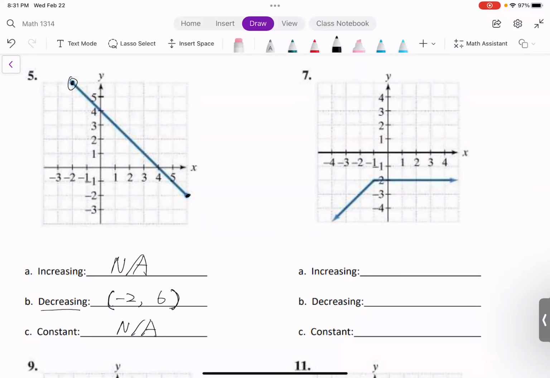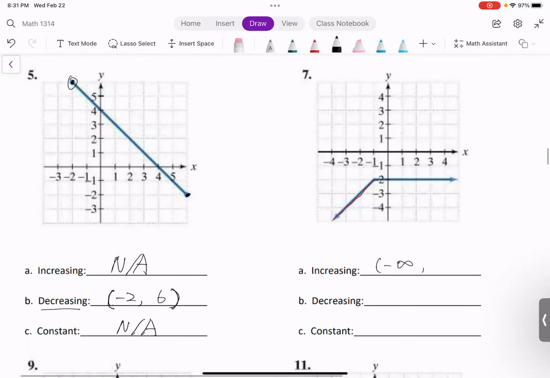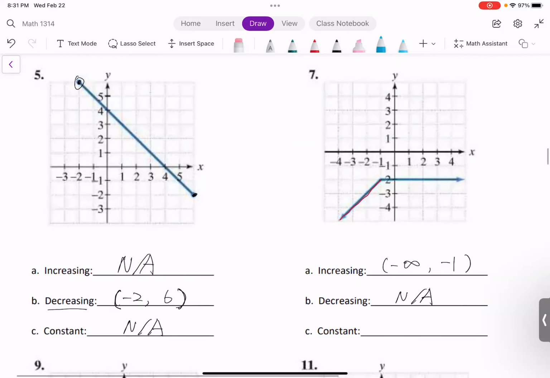Number 7, increasing, decreasing, and constant intervals. Do we have an increasing interval? Yes, we have. So we can use the red one to highlight the increasing part. And the increasing interval is from -infinity to -1, parentheses. And is there any decreasing? No, no decreasing. Constant, we can use a different color. We use blue, highlight this area. This is constant. The starting x value is -1, to infinity.